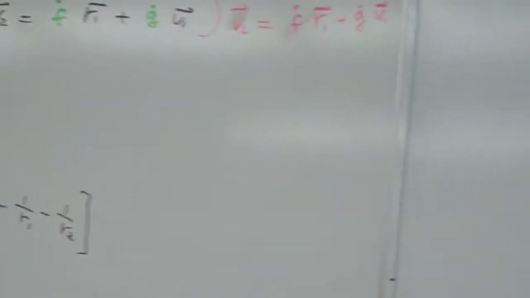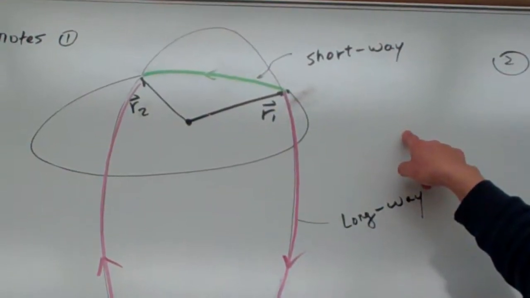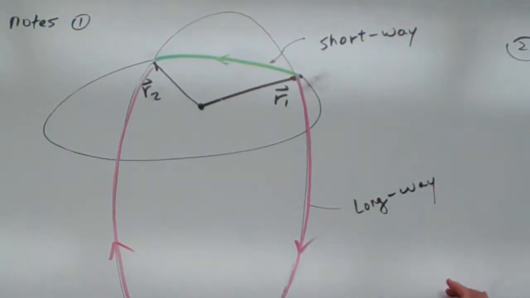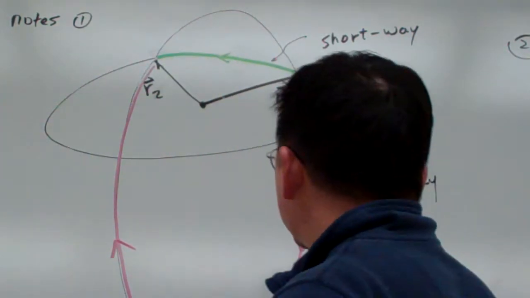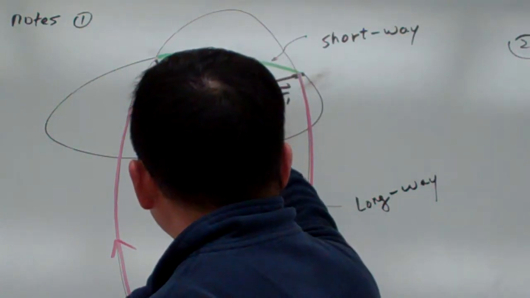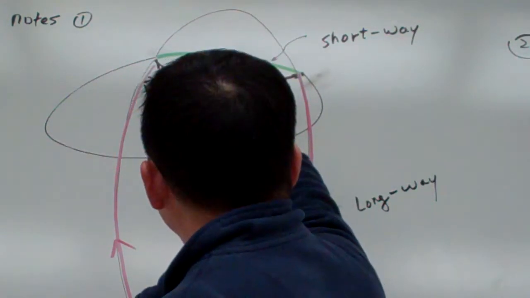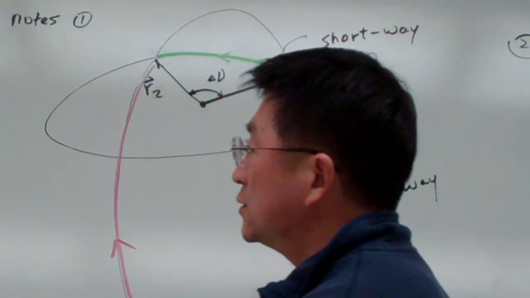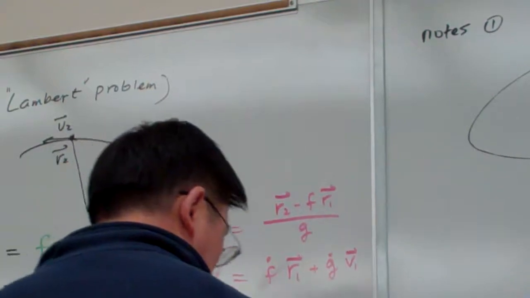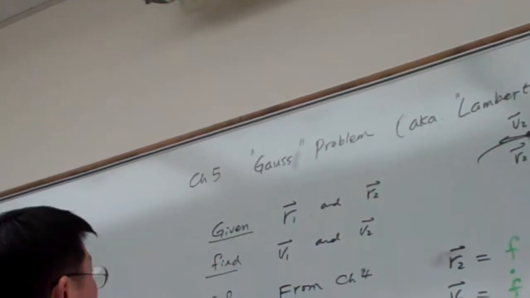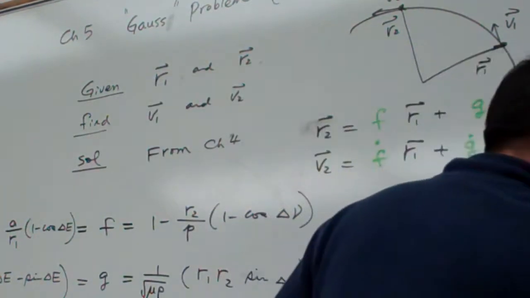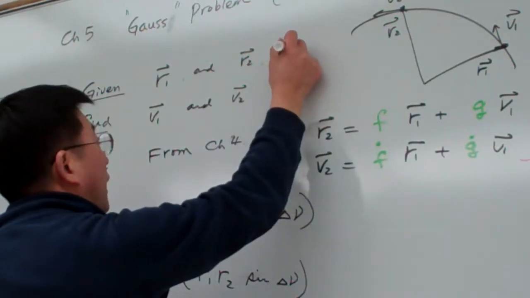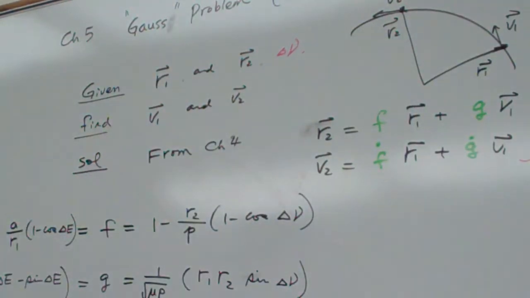So we think about this one. The first thing you need to determine is whether you're going to take the short way or the long way. Once you determine the short way or long way, that means the true anomaly delta nu is given. From this given information, I want to get more precise information. Once we have determined the short way or long way, we know the angle between the two vectors. Let me add the additional information.